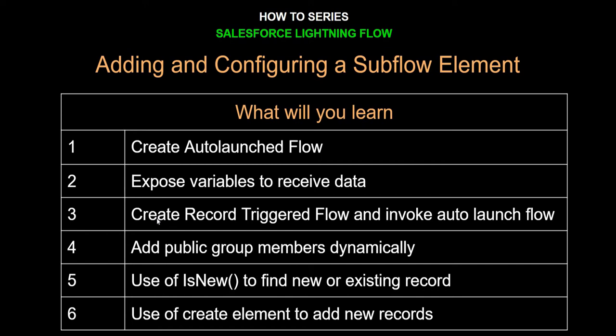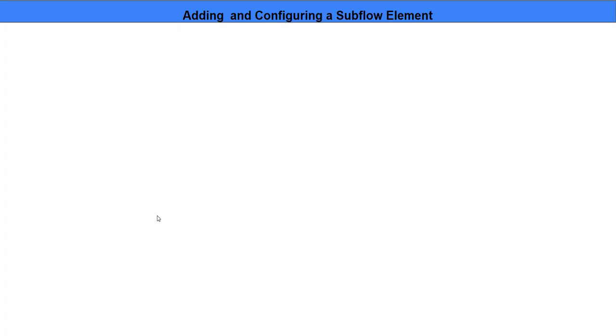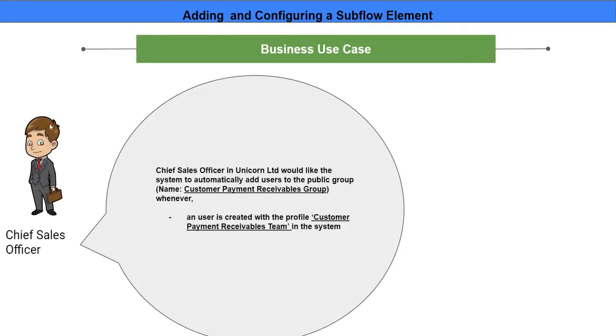We will also use a public group in this video, and we will try to dynamically add public group members. We will try to find whether the record that triggers the flow is a new or an existing record with the help of the isNew function. So we'll start with the business use case and then see how we can use all these functionalities in the flow. The business use case is very simple.